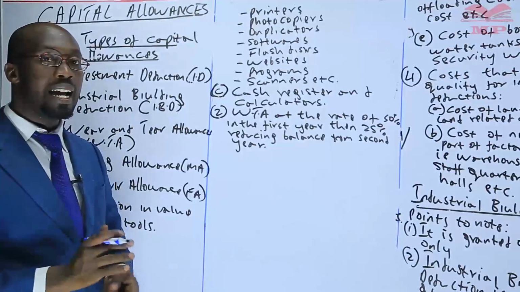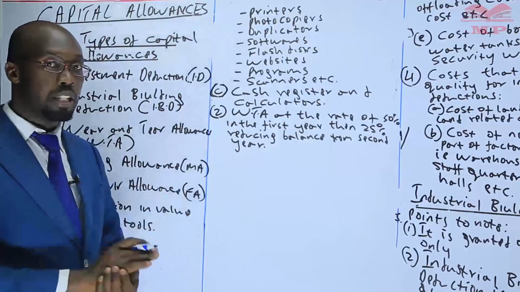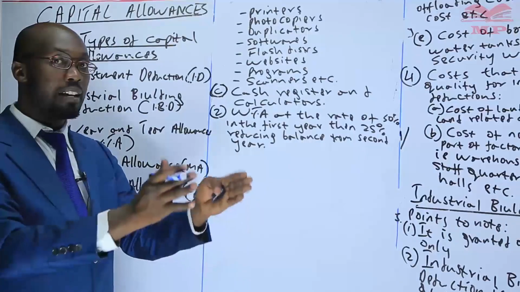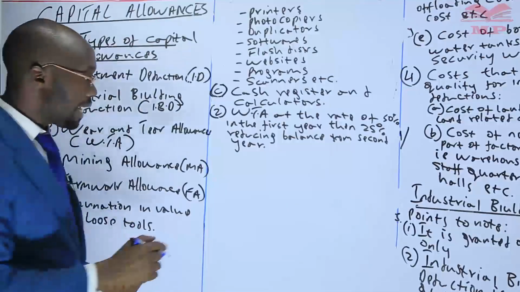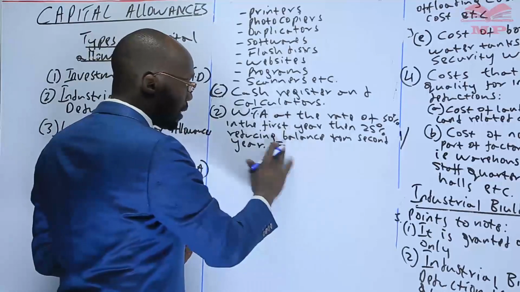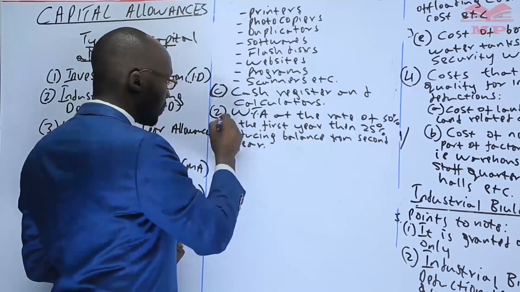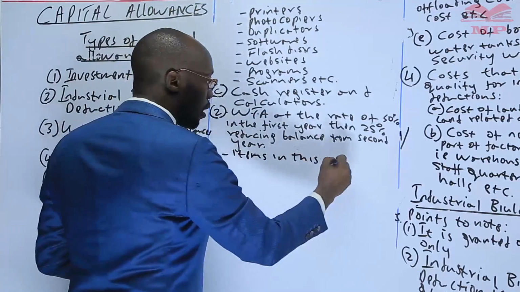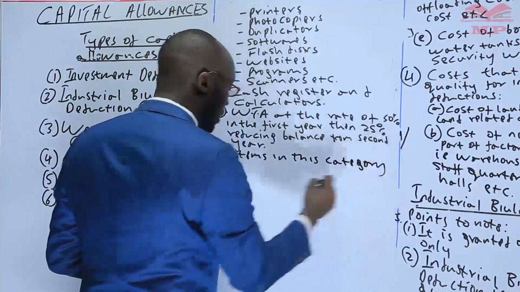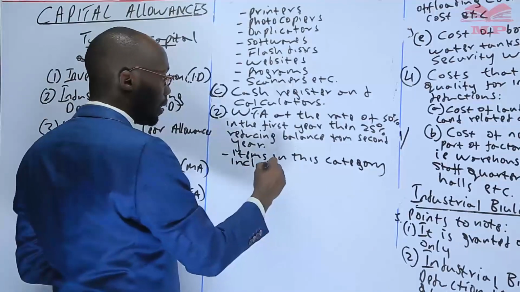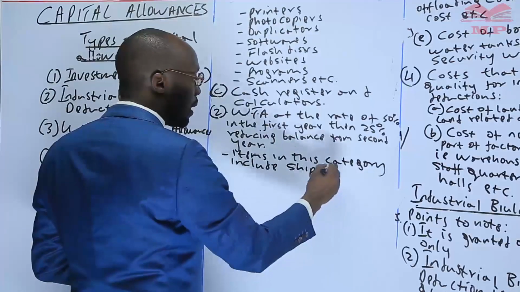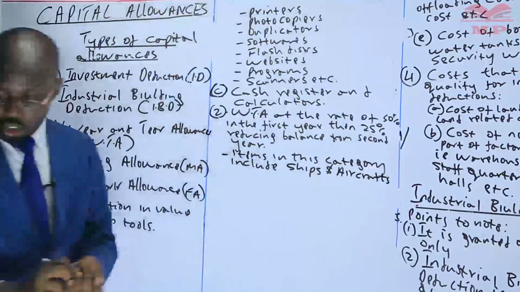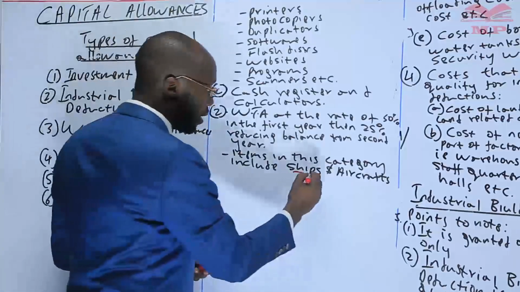So what we are trying to say here, we use the concept of investment deduction, the way I explain investment deduction. First year 50, then 25% reducing balance from second year, third, fourth, moving that way. So what are those items? Example of items in this category include a ship and aircrafts. Only those two, ships and aircraft.